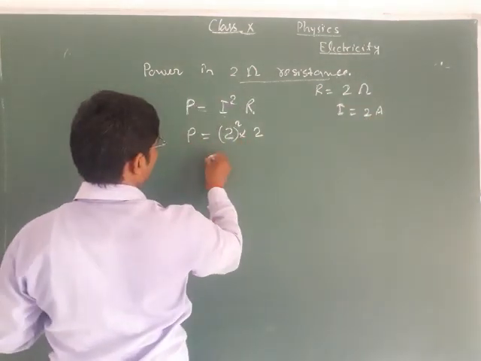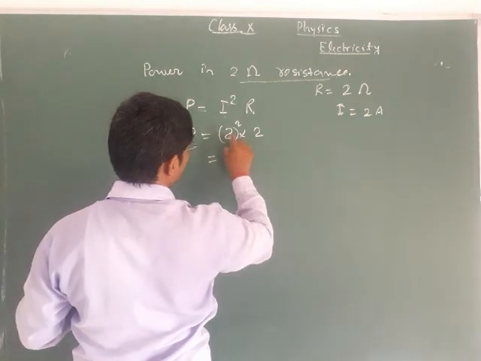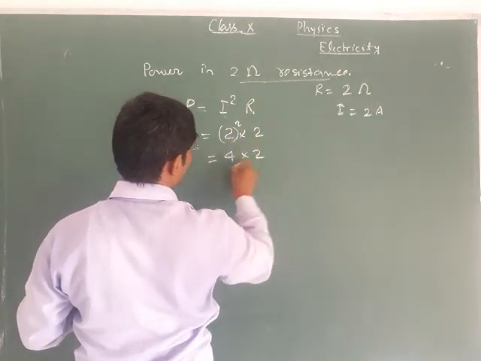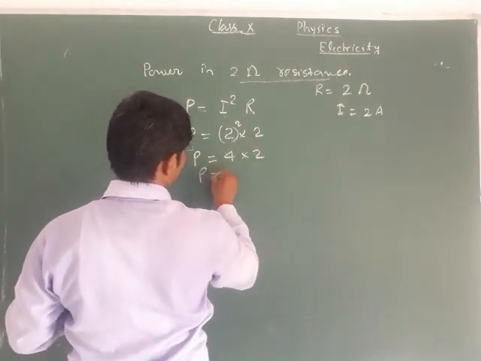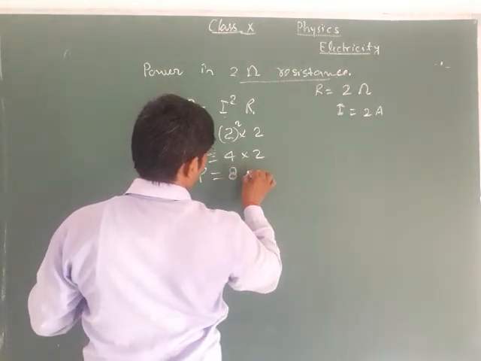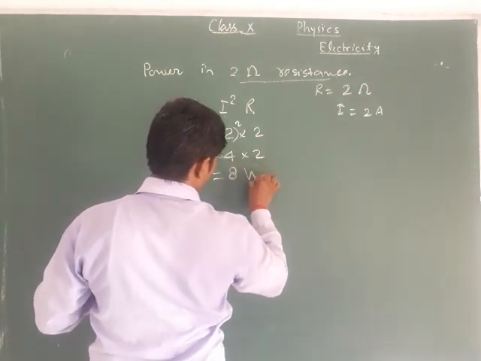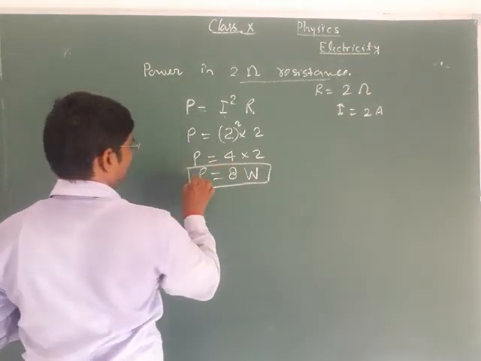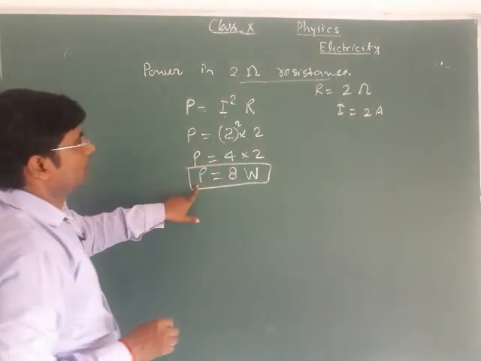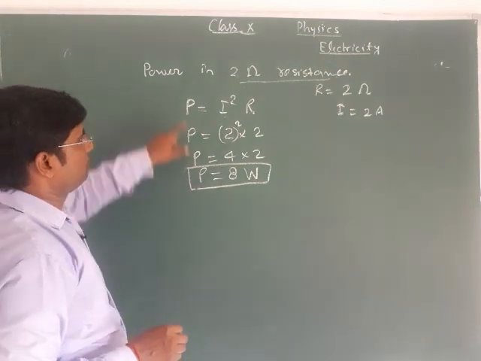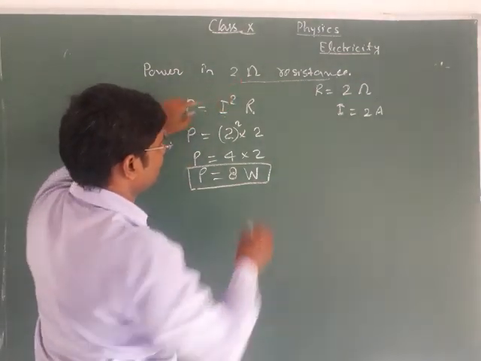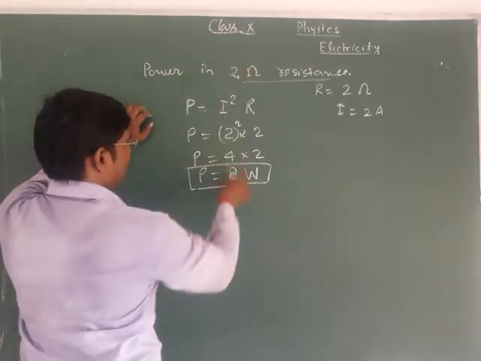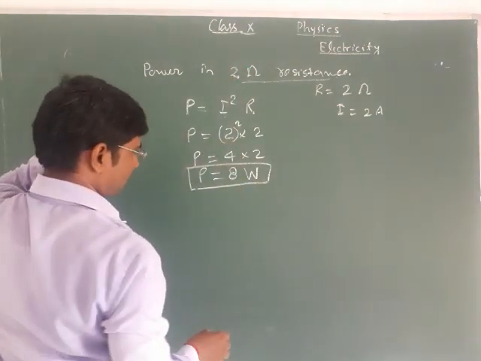So P is equal to 2 square into 2, that is 4 into 2. So P is equal to 8 watt. So power in the 2 ohm resistor is 8 watt.